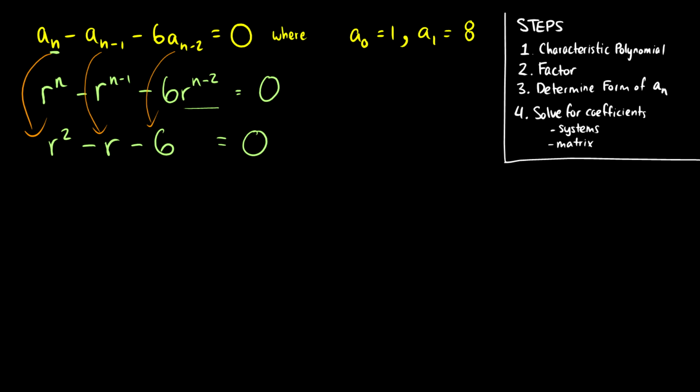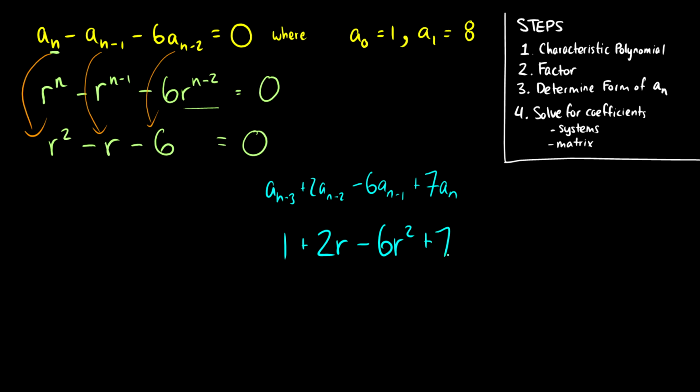So as an example, what if we had a_{n-3} + 2a_{n-2} - 6a_{n-1} + 7a_n? What's the corresponding characteristic polynomial? Well, a_{n-3} just becomes 1, because that's the coefficient. We have 1 for a_{n-3}. We get 2 for a_{n-2}. It's the second smallest, so this becomes plus 2r. a_{n-1} becomes minus 6r^2, and 7a_n becomes 7r^3. So that is the corresponding characteristic polynomial.